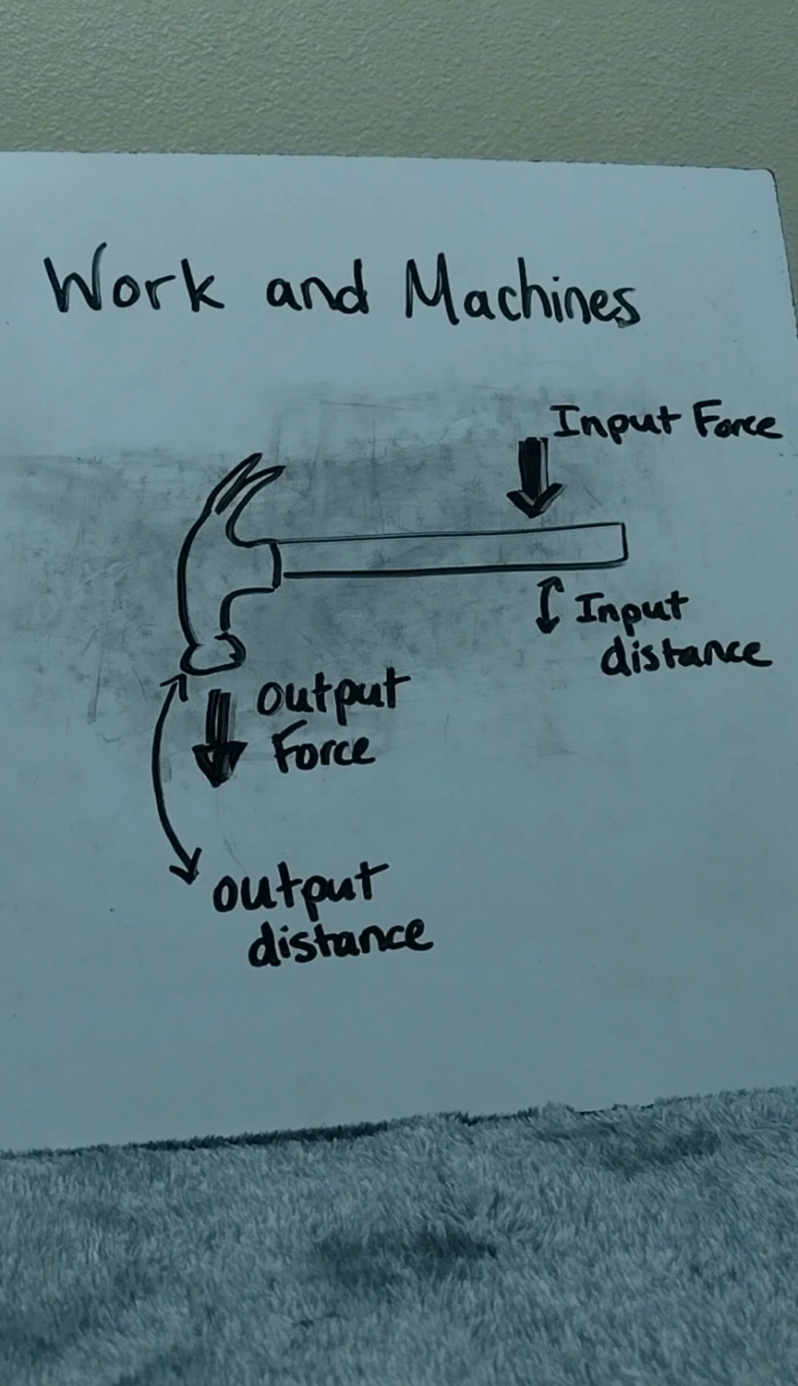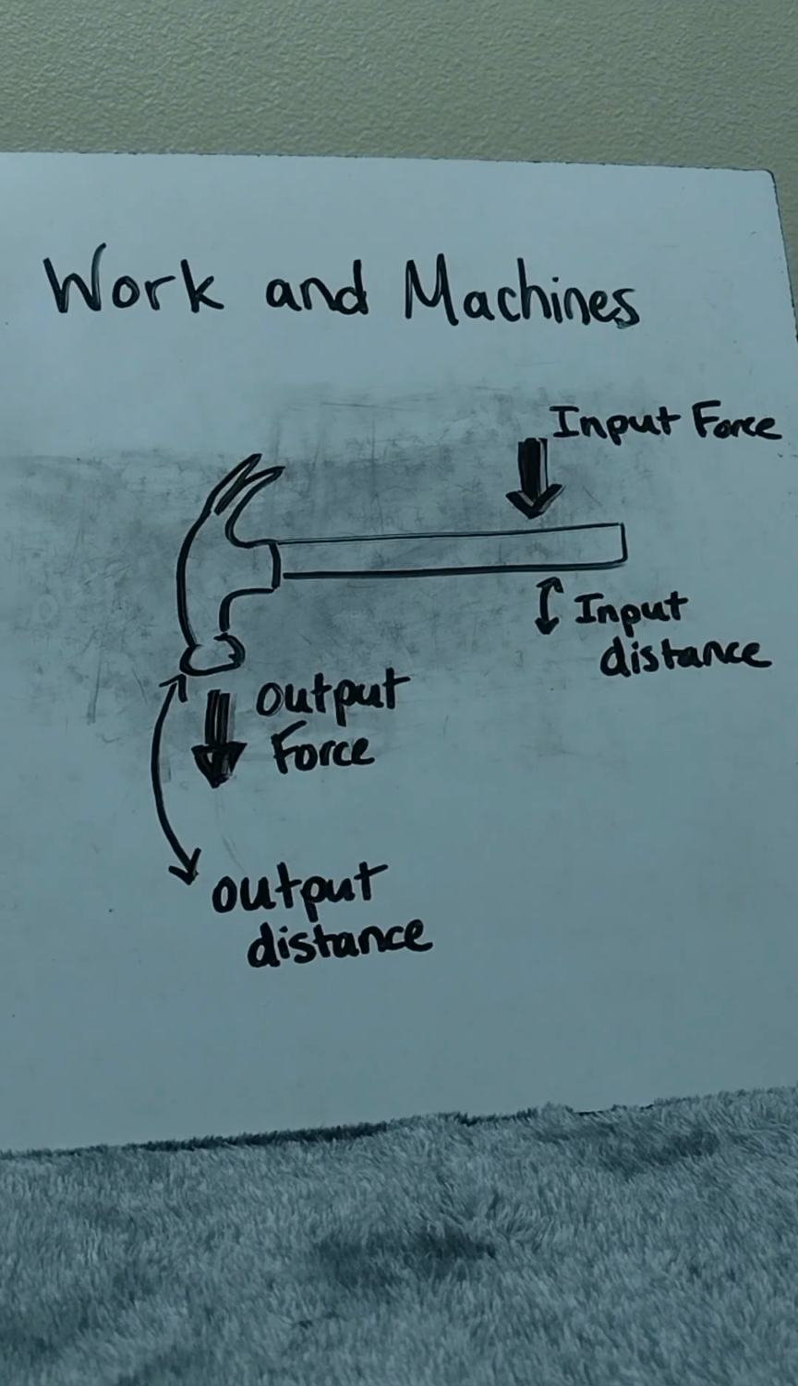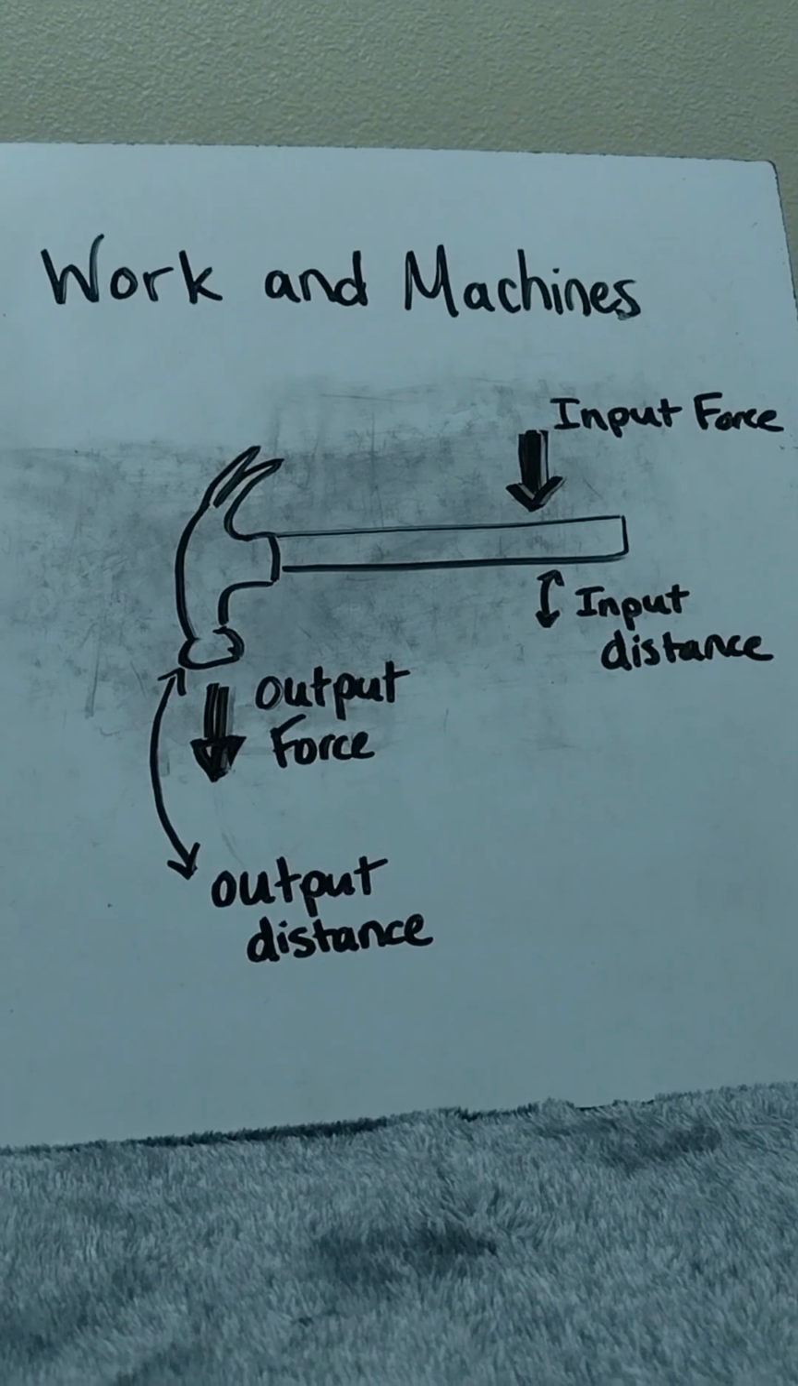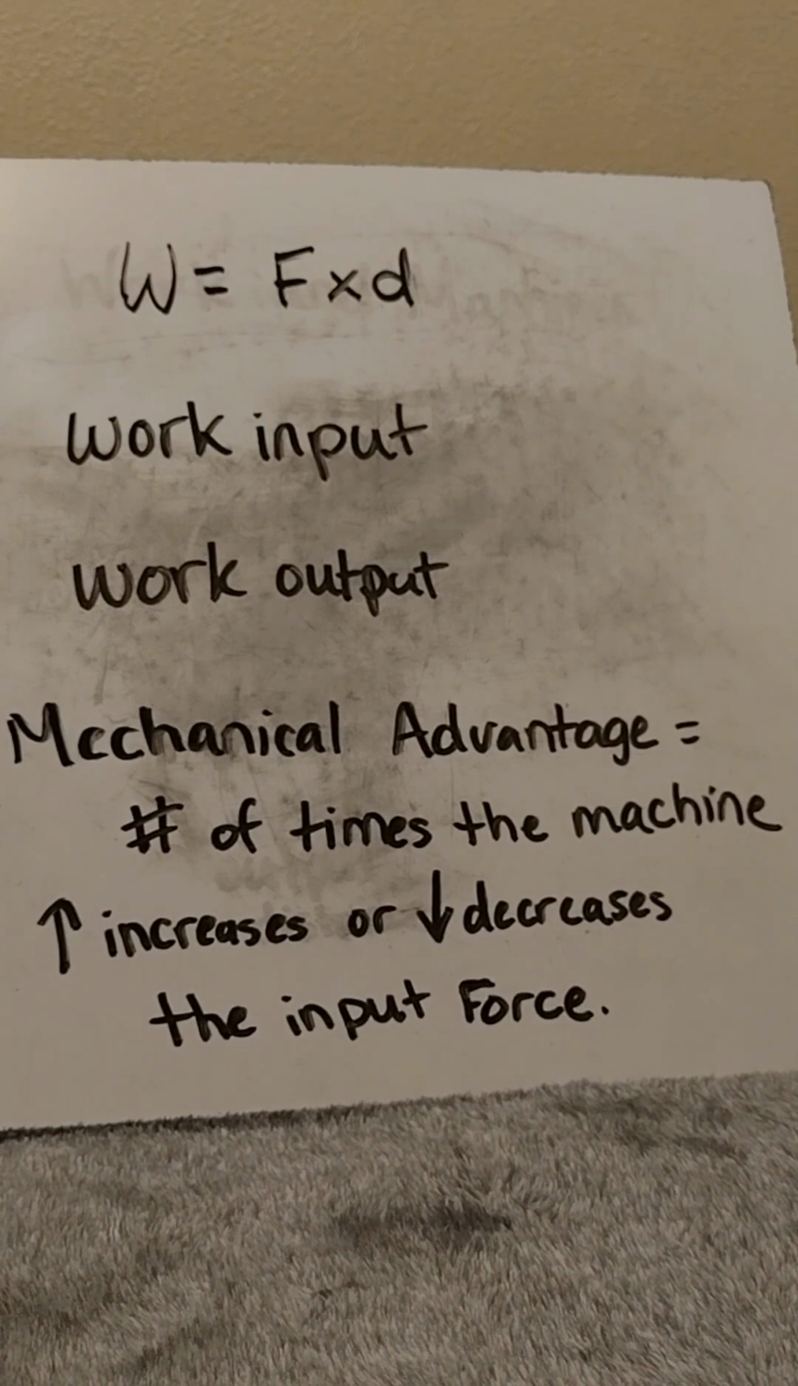So you have the input force, that's the force that a person exerts on the machine. Then you have the input distance, the distance that the input force is applied over. The output force is the force exerted by a machine, and the output distance is the distance that the output force is exerted, or how far the load moves. We know that work equals force times distance, so work input is equal to the input force times the input distance, and the work output is equal to the output force times the output distance.